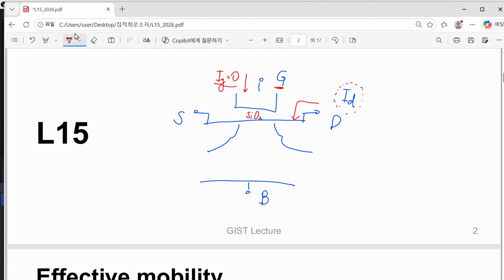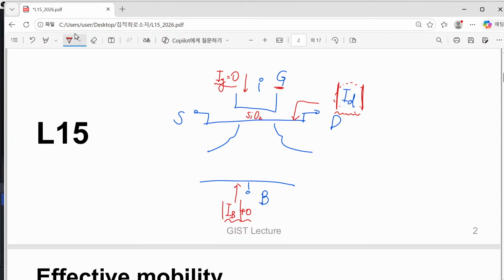Of course, we also have to consider the body current, or substrate current. If you ask me whether this is really 0 or not, I have to say that it is non-zero. But when we compare the absolute values of ID and IB, we can say that ID is in many cases much larger than IB. So compared with the drain current, the body current is in many cases negligible.